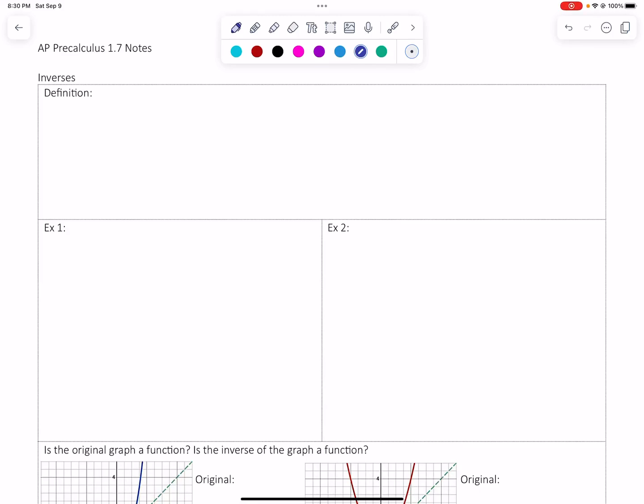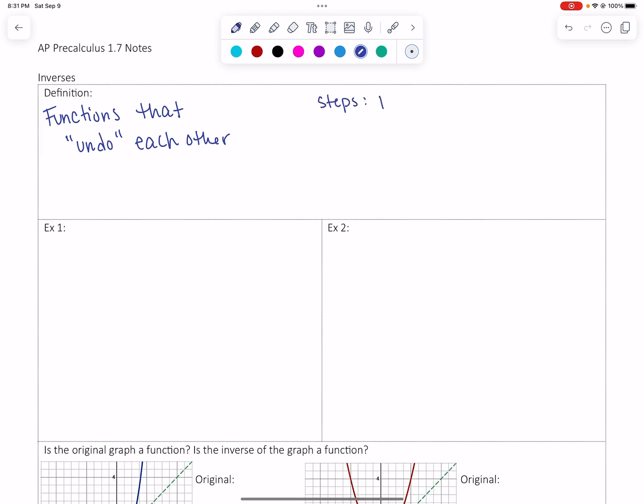Welcome to 1.7 AP PreCalc, which is all about these inverses, and we know inverses are functions that undo each other. And they're so cool. They come in handy. We love using our inverses. A lot of times we even are using them without even knowing it. But let's go ahead and remind ourselves of some steps in terms of solving for our inverses.